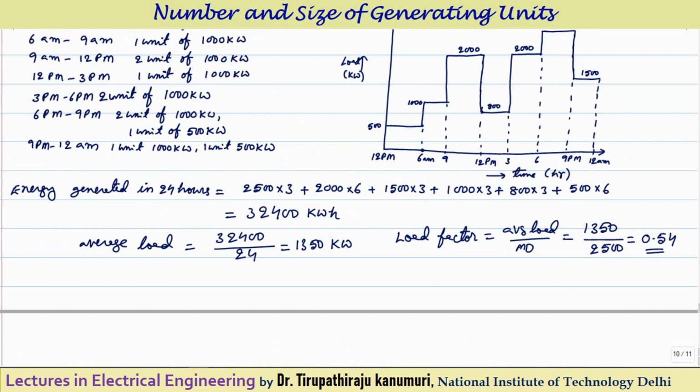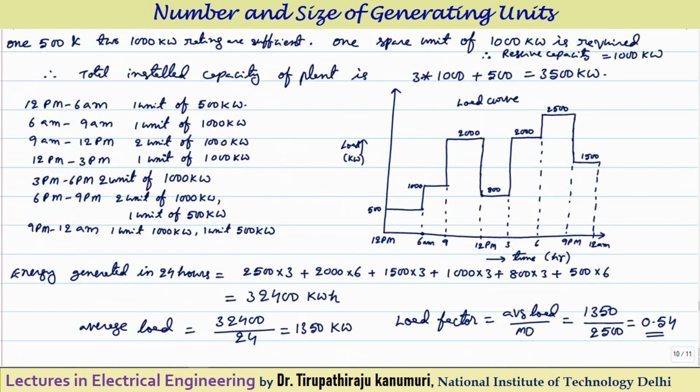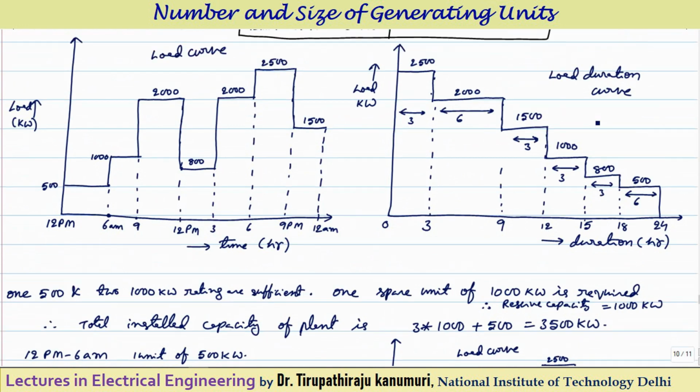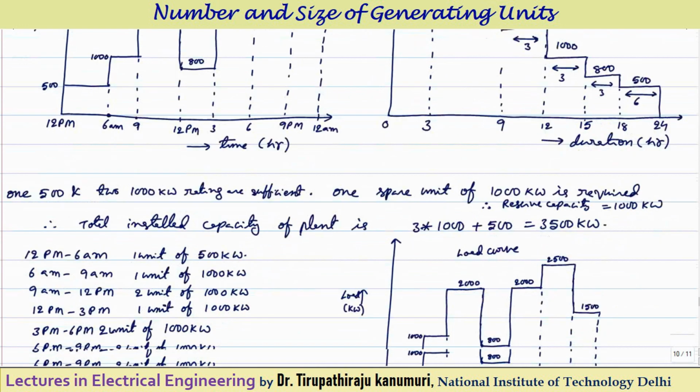So let us now calculate the energy generated in 24 hours. For calculating the energy generated in 24 hours, this will be easy from the load duration curve. You can see here 2500 is there for 3 hours. That means it will be 2500 multiplied by 3 plus 2000 multiplied by 6 plus 1500 multiplied by 3 plus 1000 multiplied by 3 plus 800 multiplied by 3 plus 500 multiplied by 6. So this will be equal to the entire thing that will come. So this much time it is running.